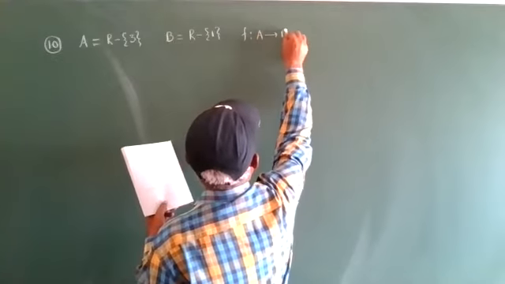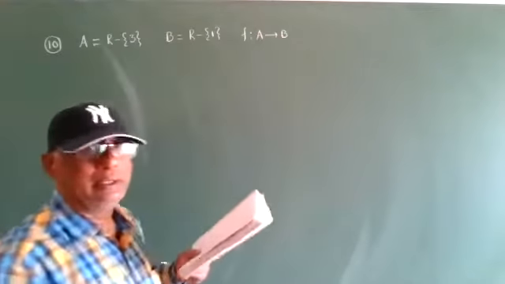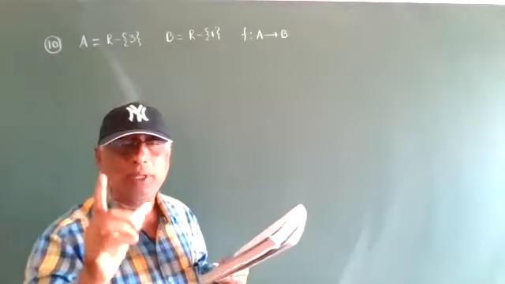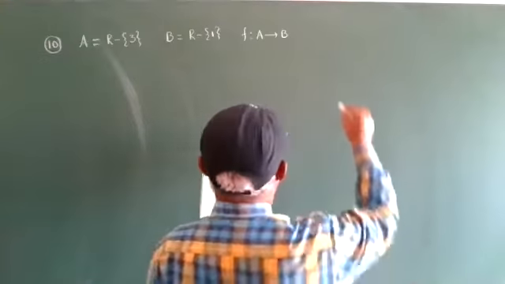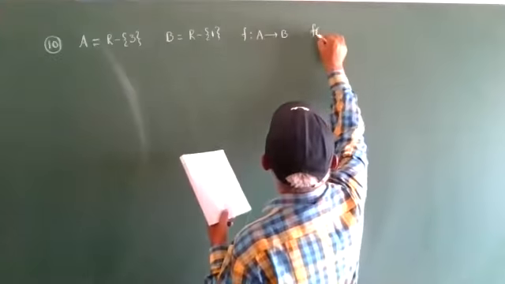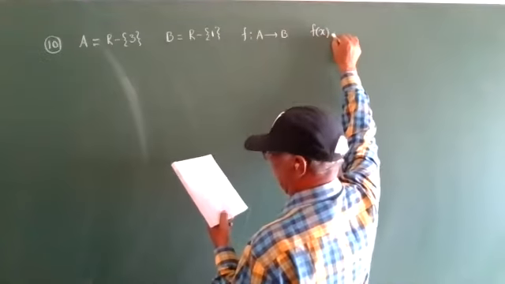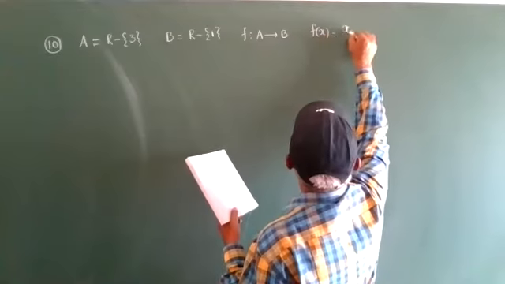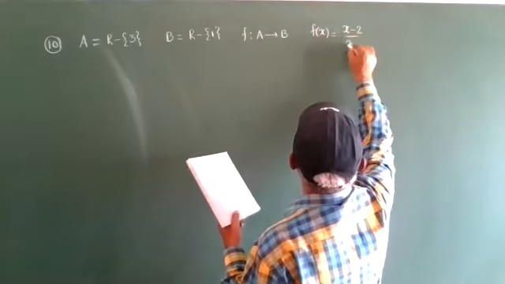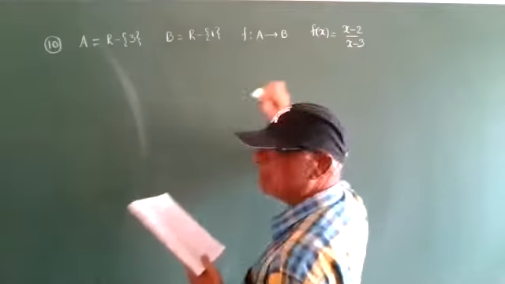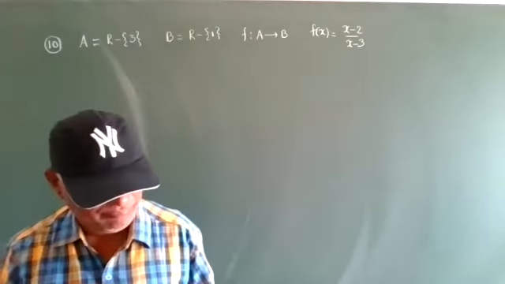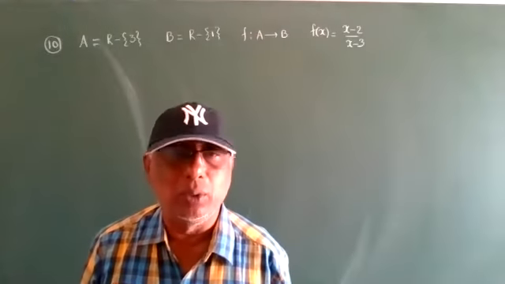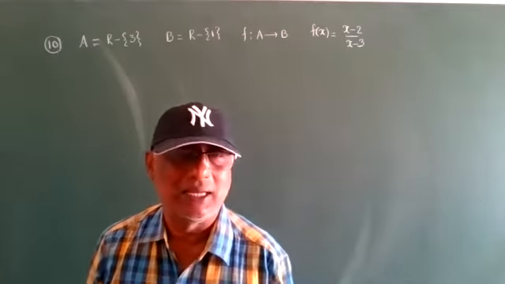Next, f is a mapping from A to B is given. So A is the domain, B is the codomain. Next, defined by f of x is given by x minus 2 by x minus 3. Is f one-one and onto? Justify your answer.